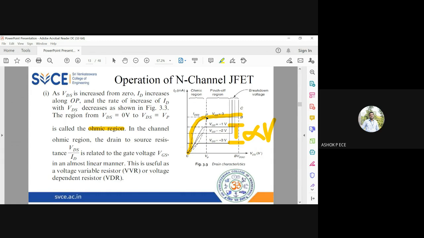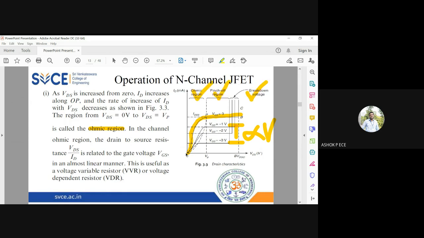And after P, what happens? Pinch off happens. So after pinch off, the current will be constant. And after a particular voltage, the breakdown happens. Enormous current will be flowing through your device. That is called the breakdown region. So there are three regions: ohmic region, pinch off region, breakdown region.